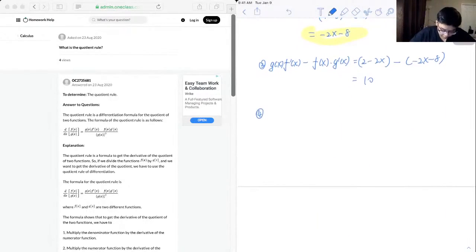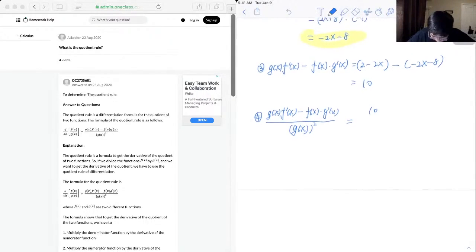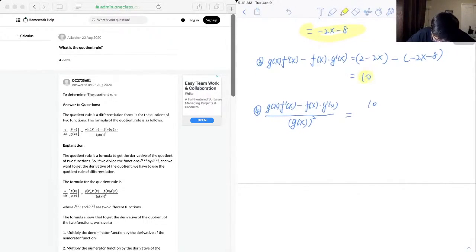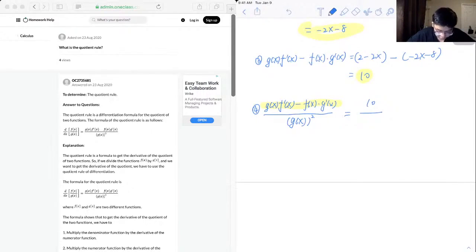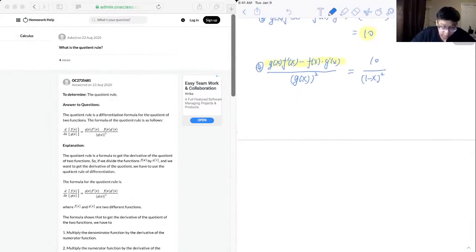So let's copy down the formula first. g(x) times the derivative of f(x) minus f(x) times the derivative of g(x), divided by g(x) to the exponent of 2, which is going to be 10, because this 10 is what we have for the numerator, over g(x) squared, which is going to be 1 minus x squared. So we can write our conclusion.